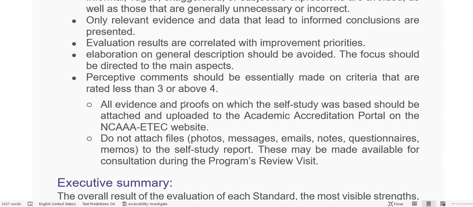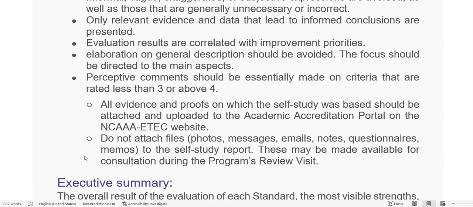This is also important because, from my own experience, I saw that they wrote, for example, in the evaluation results that we need more instructors, or there is low satisfaction of students with, for example, academic advising, and the improvement priorities related to something else. For example, buying new labs or something. So the improvement priorities should be correlated and linked to the evaluation results.